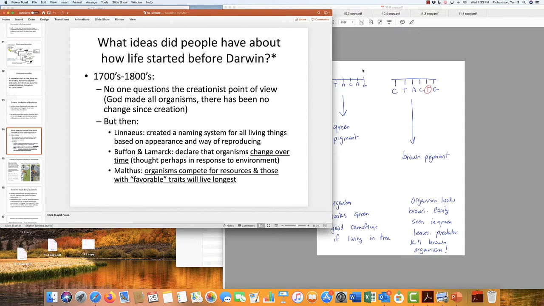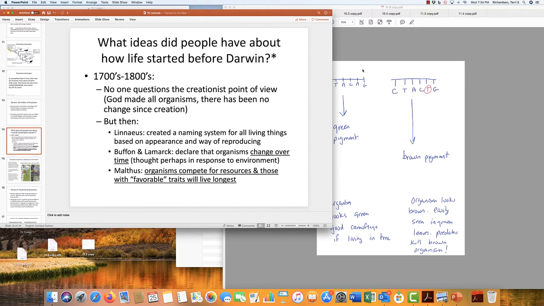Now, before Darwin came along, there was only one belief about how everything got here. Just one belief. And in the years just before Darwin came onto the stage, there were a few other guys, they were all men, of course, at the time, who had similar ideas that were leading in the direction that Darwin would eventually go.